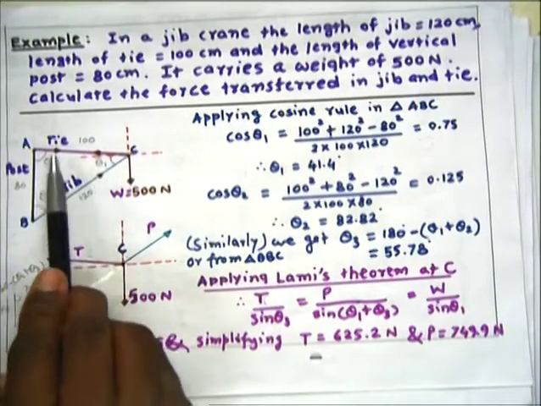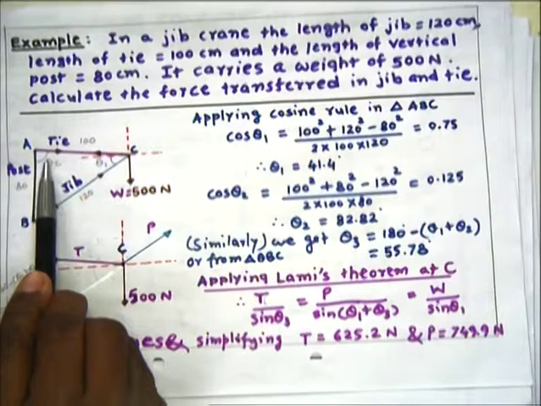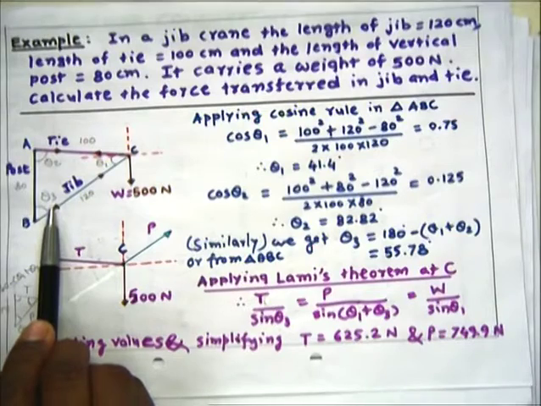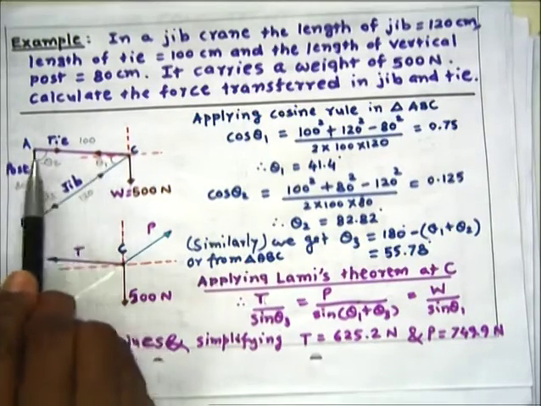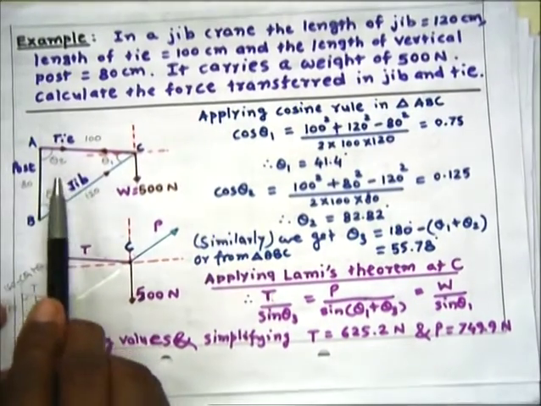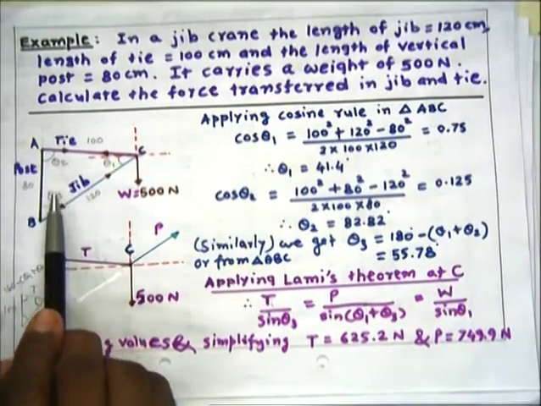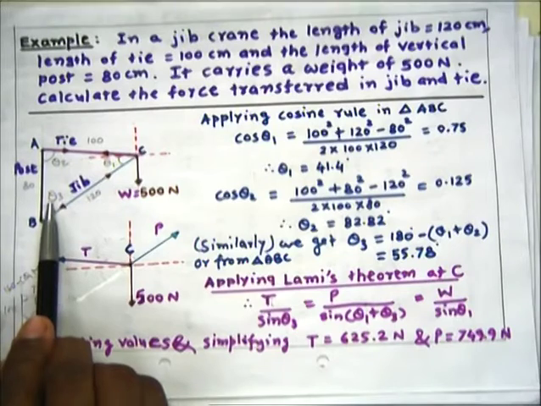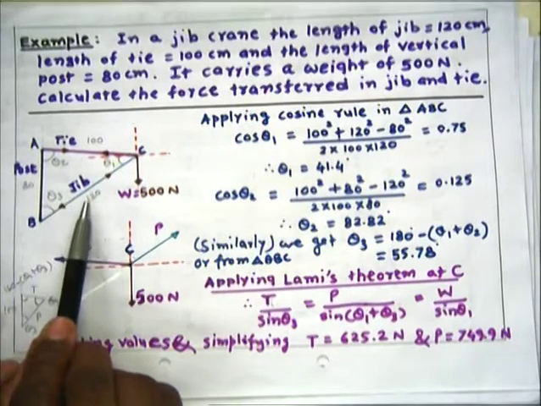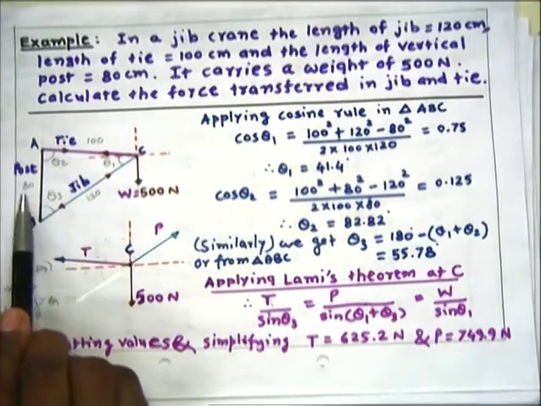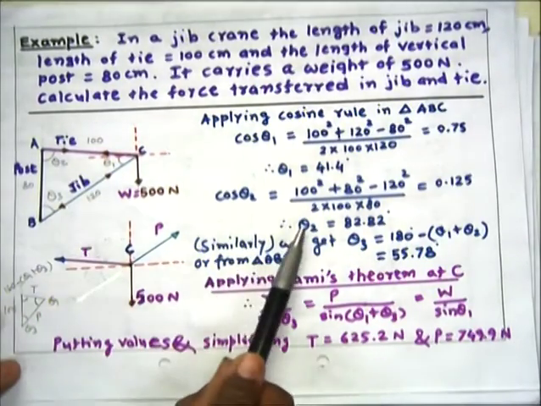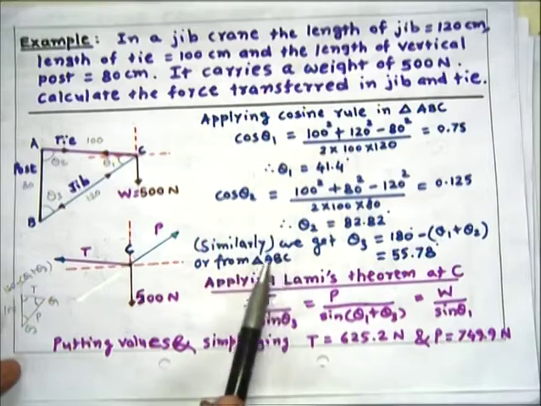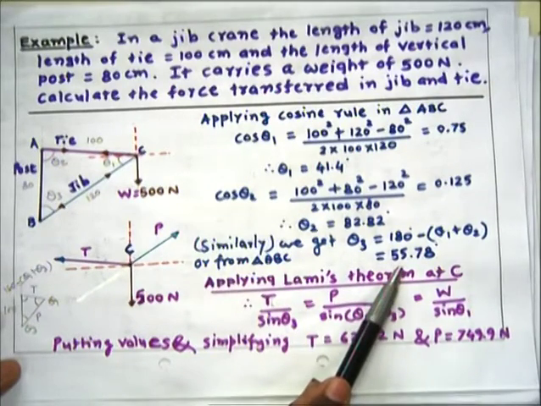Here theta 1 we calculated as 41.4, this angle as 82.88. So for this angle theta 3, the remaining angle will be 180 minus the sum of these two, because a triangle has a summation of all angles equal to 180 degrees. Or we can also apply the cos rule directly for this angle: cos theta 3 is equal to (80 square plus 120 square minus 100 square) divided by 2 times 80 into 120. Or by deducting the sum of theta 1 plus theta 2 from 180, we get theta 3 as 55.78 degree.